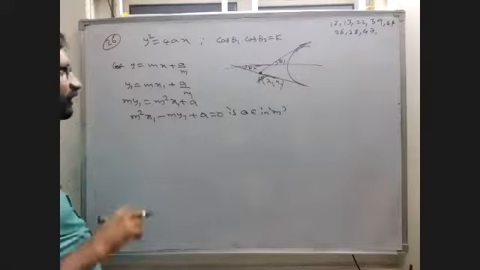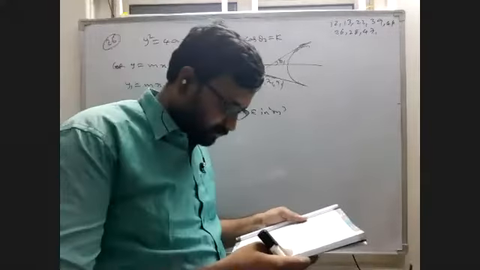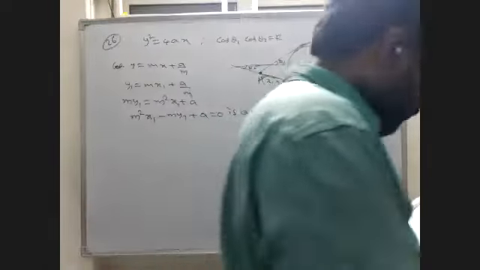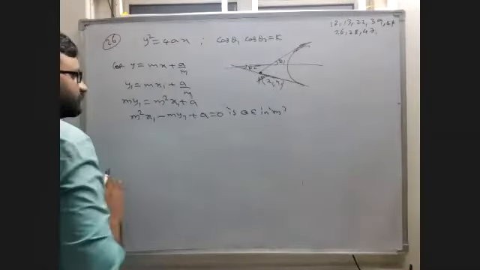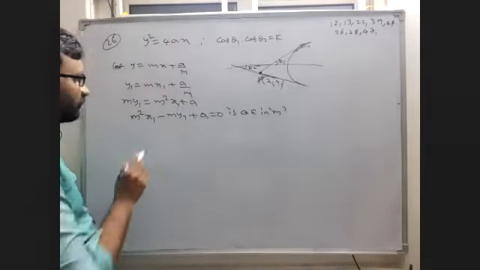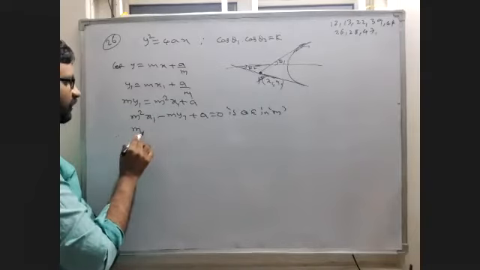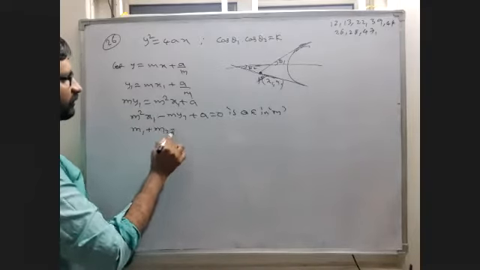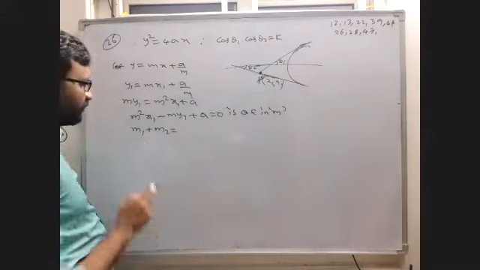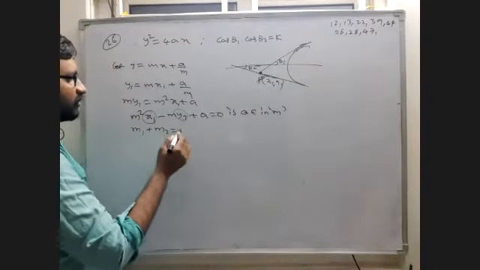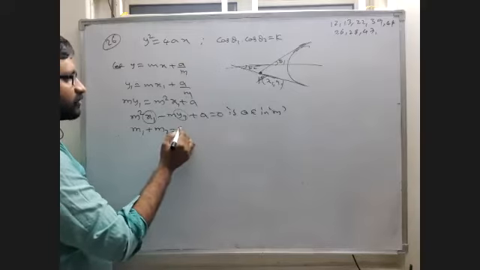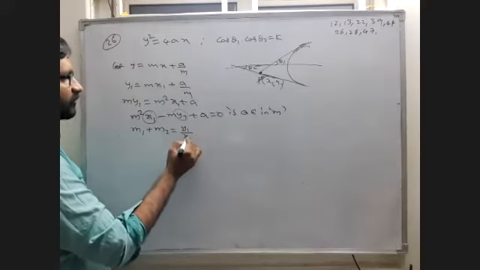Yes, sir. Here it is given cos theta 1 into cos theta 2. No problem. Sum of slopes formula: m1 plus m2 is equal to minus b by a. This is a, this is b with minus. So minus into minus plus b y1 by a x1.